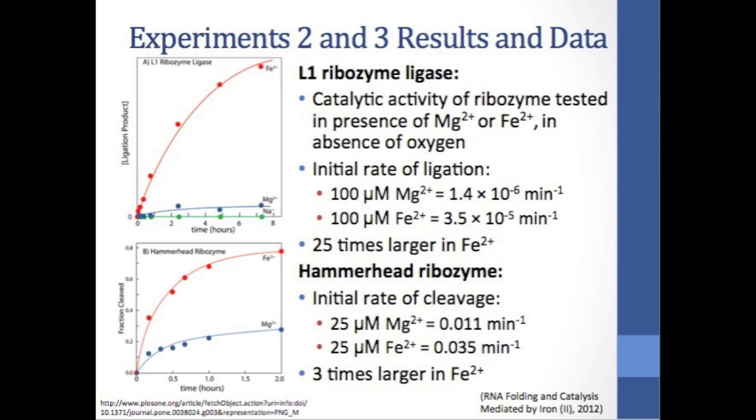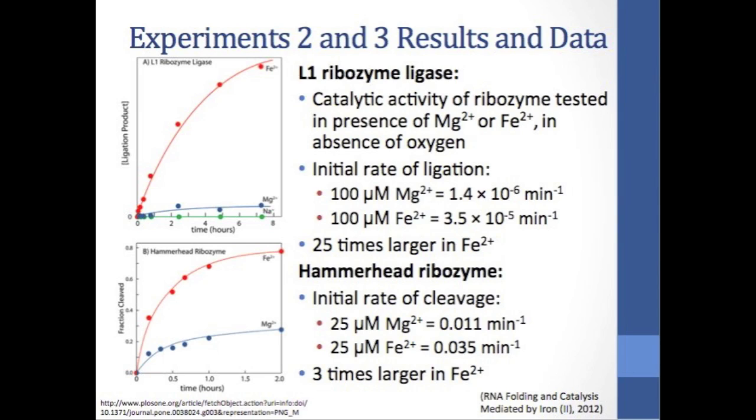For L1 ribozyme ligase and 100 micromolar Mg2+, the initial rate of ligation was 1.4 times 10 to the negative 6 ligation product per minute, while it was 3.5 times 10 to the negative 5 ligation product per minute in 100 micromolar Fe2+. This is 25-fold higher in the Fe2+ than in Mg2+.